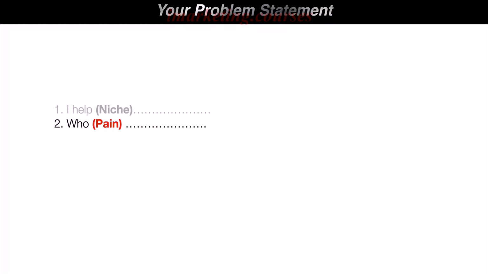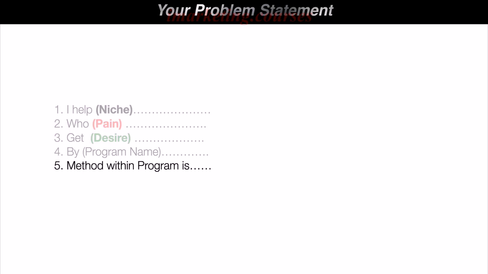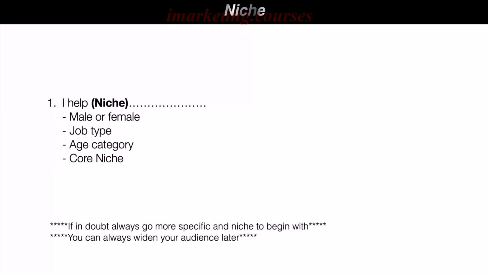I help niche who have this pain get desire by program name. Method within the program is. Thus, I help who have this pain/problem get desire by program name. Method within the program is. So I help niche, I help male or female, job title, age category, core niche. If in doubt, always go more specific and niche to begin with. You can always widen your audience later.